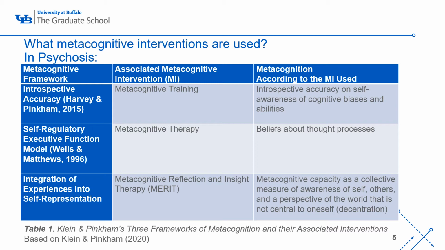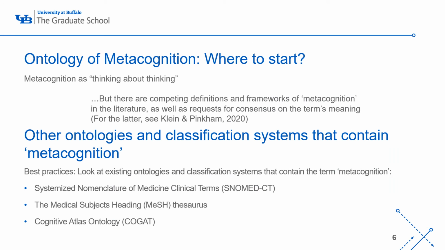Quote, "The focus of metacognitive therapy is on metacognitive knowledge about cognition in general. Example, dysfunctional explicit metacognitive beliefs are challenged and replaced. The focus of metacognitive training is on metacognitive experience. Example, disorder-specific cognitive biases that are not often conscious to the patient are made explicit and challenged. The focus of MERIT is mainly on metacognitive knowledge about oneself and others." End quote, page 22.